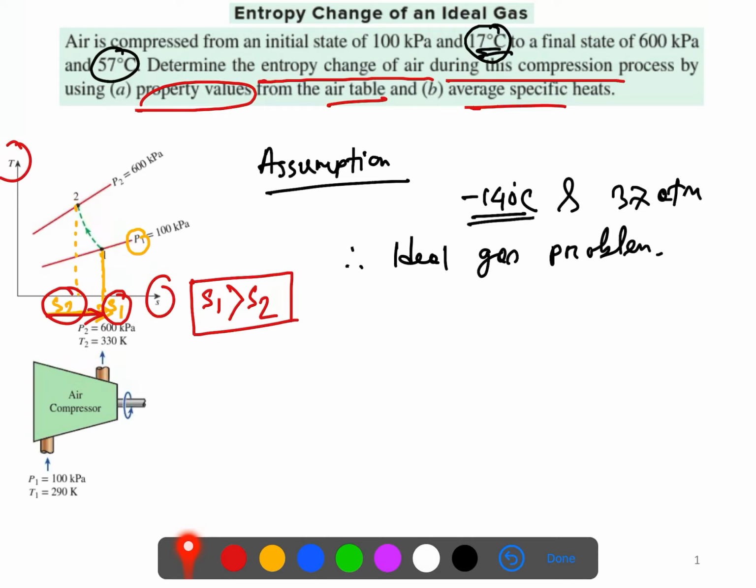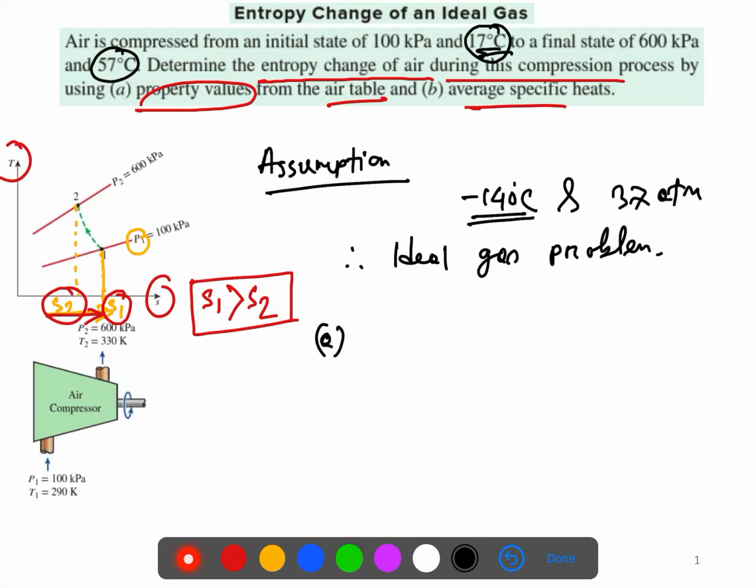The entropy change, the final answer, will be negative, because from this TS diagram we can see the entropy change is actually decreasing. The value is decreasing from initial state to the final state, so we can expect it will be negative. Right, so let's answer the first part of this question.